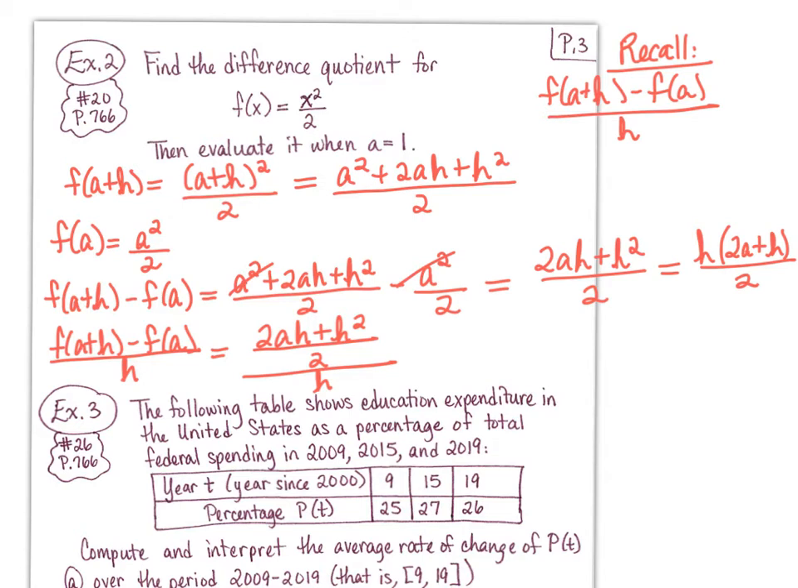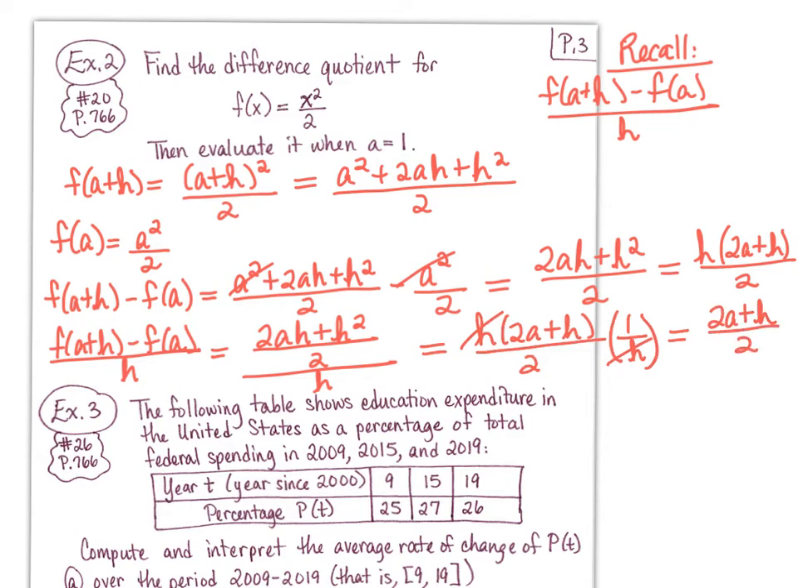Dividing by h here is the same thing as multiplying by what? 1 over h. Very good. So that means this is equal to h times 2a plus h all over 2 times 1 over h. What happens with the h's? They cancel out. Good. So you're left with what? 2a plus h over 2. Good. 2a plus h over 2.